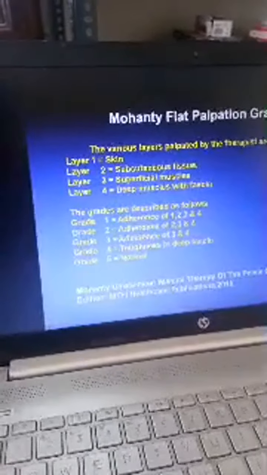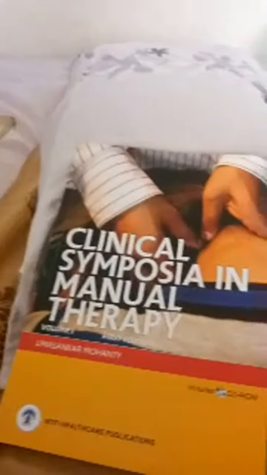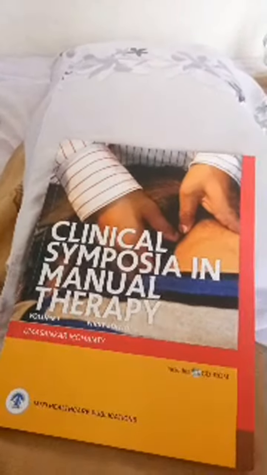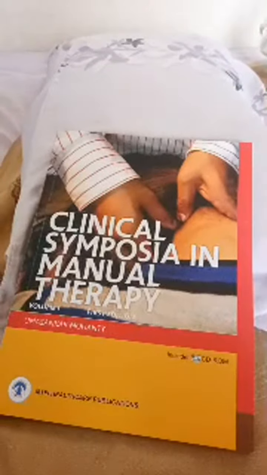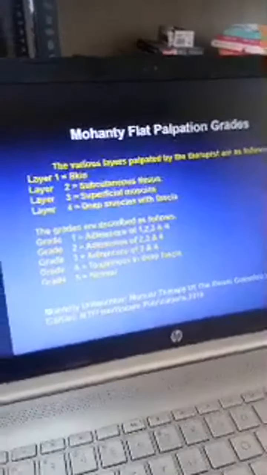That's how we find the fascias, according to my grading system, which is published in my book, the manual therapy of the pelvic complex, and I have written another book, the clinical symposia in manual therapy. Both the books are available on Flipkart and Amazon, and also through our Manual Therapy Foundation of India website.